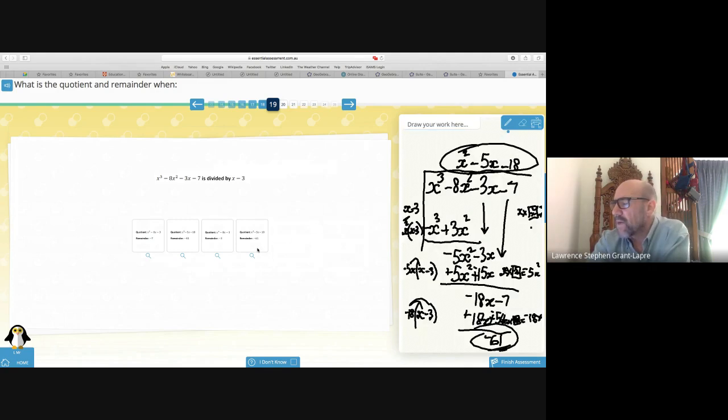Remainder negative 61. So this is our quotient, and this is our remainder. And that's the last one. x squared minus 5x minus 18.